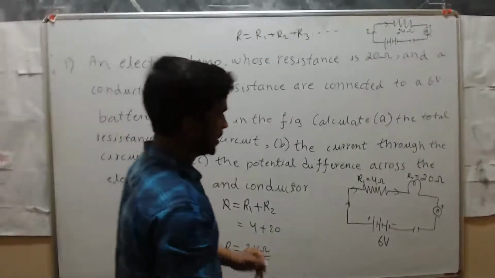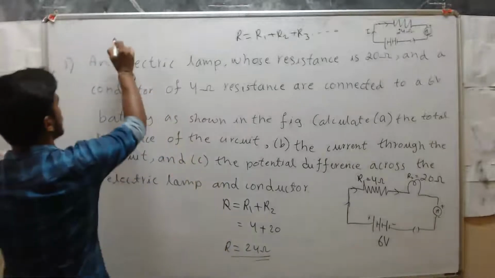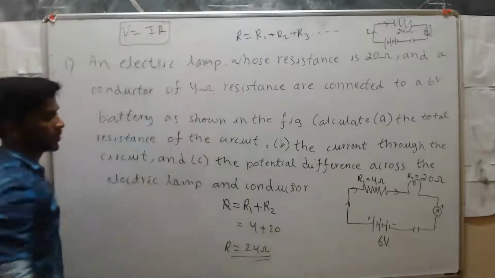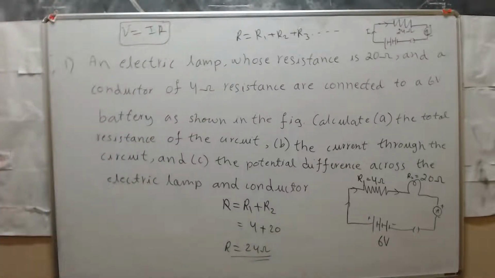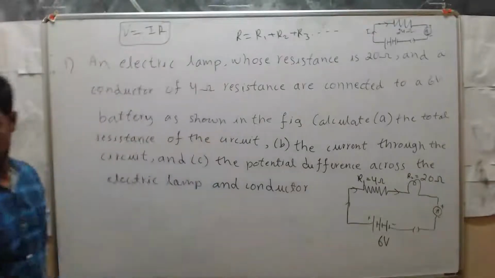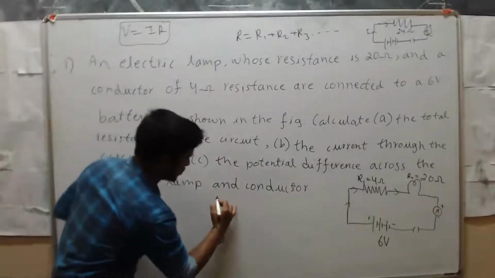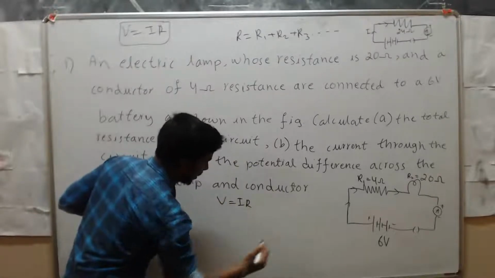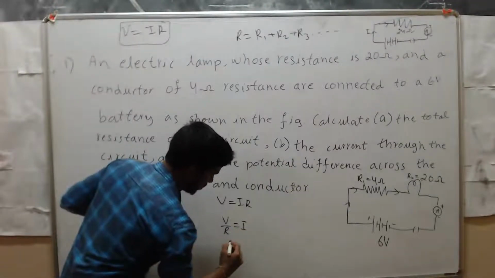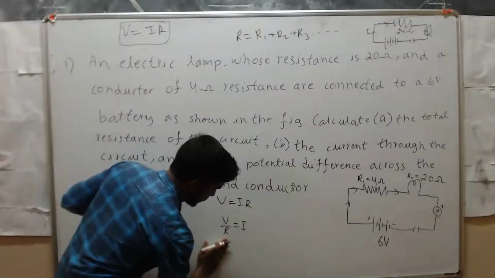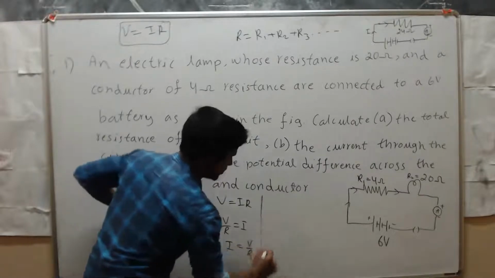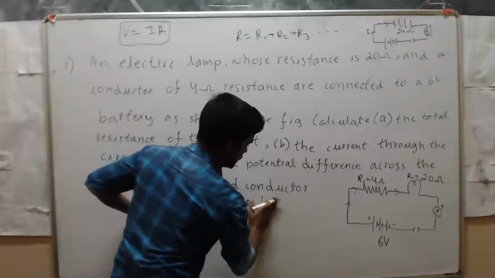Yes, to calculate current, so we have formula, right? That is V is equals to I into R. We use this formula for the whole circuit. Yes, V is equals to I into R. We need current, right? Bring R this, that is V by R is equals to I. Or we can write I is equals to V by R.